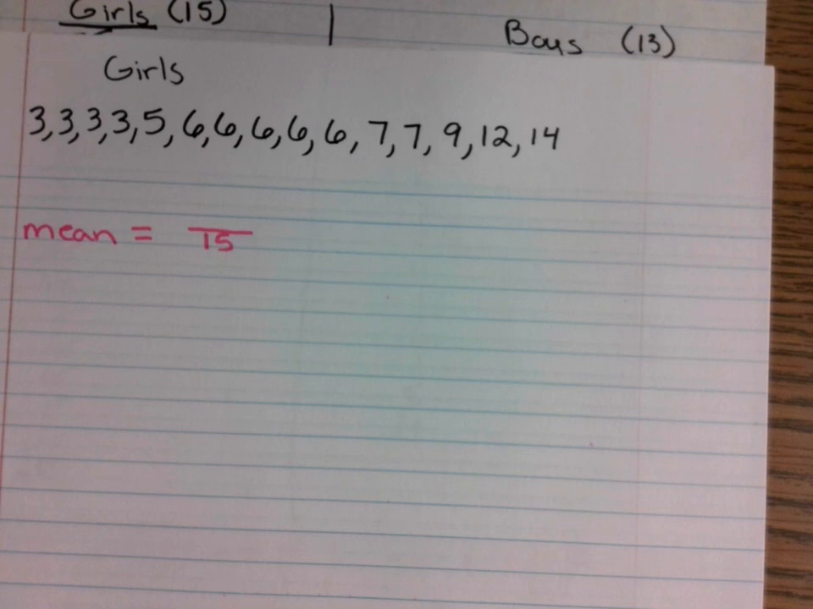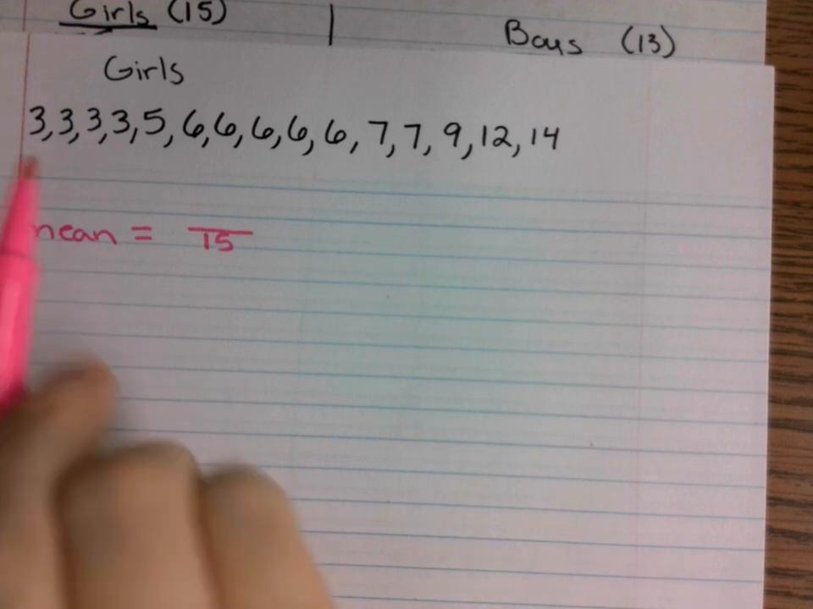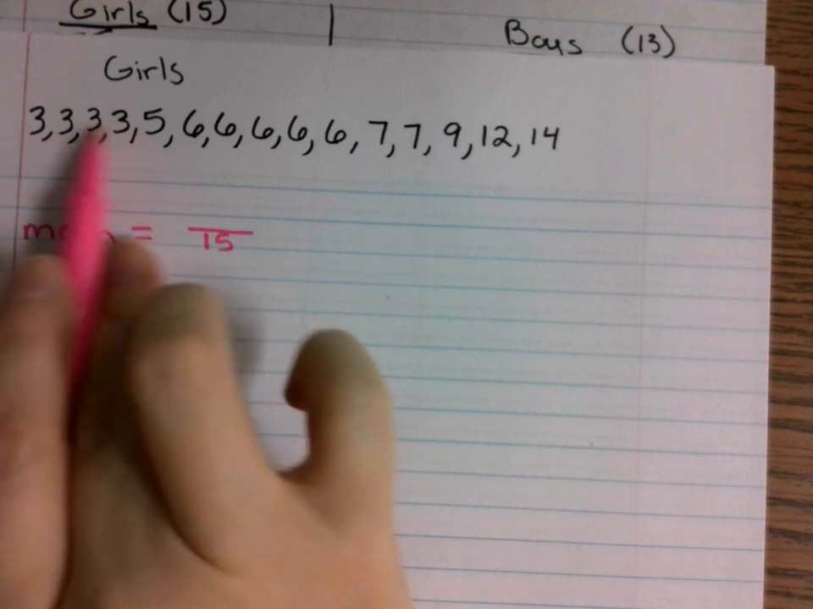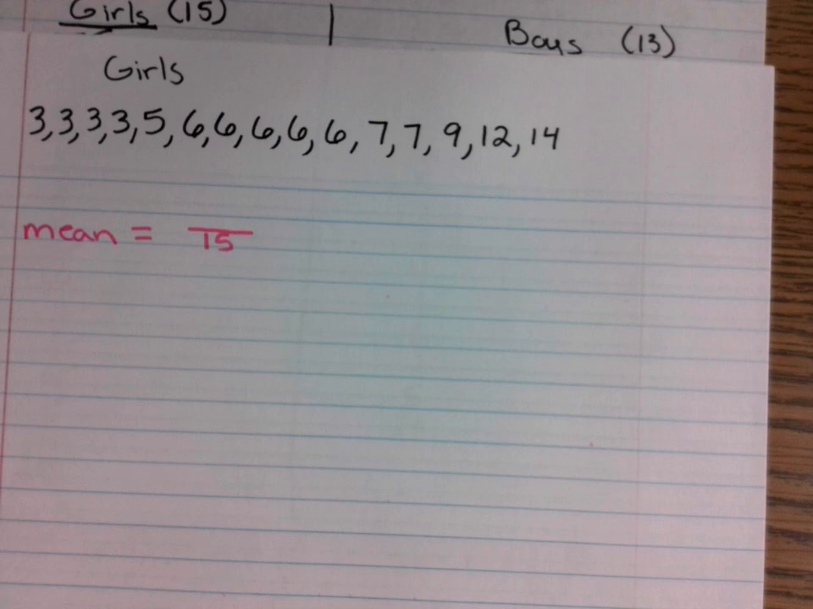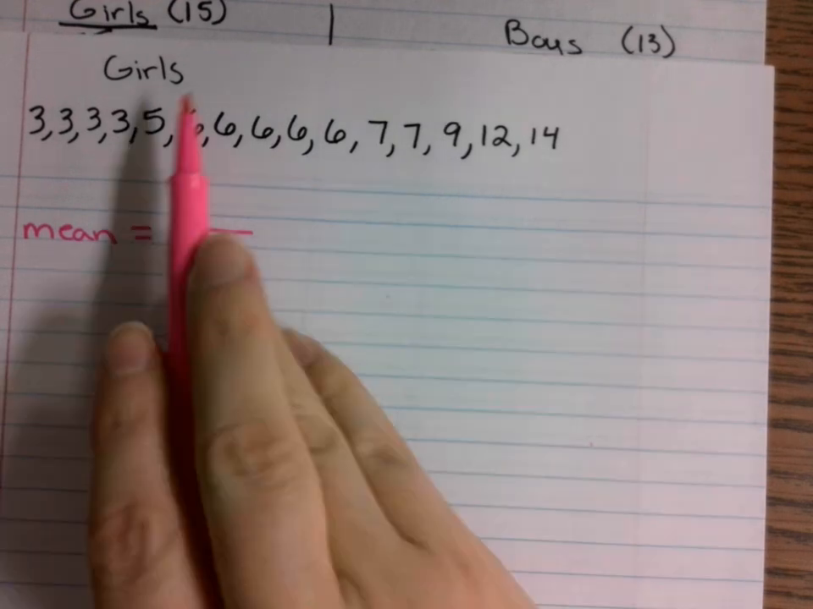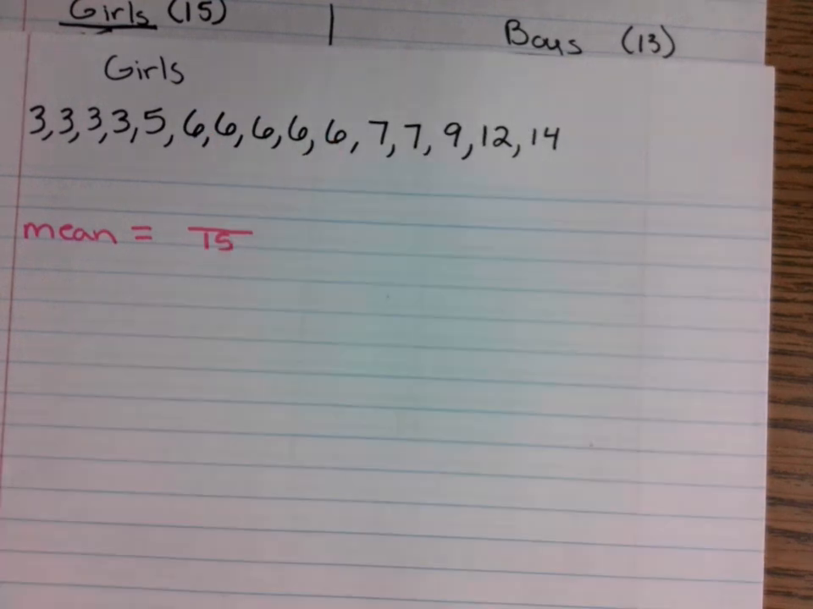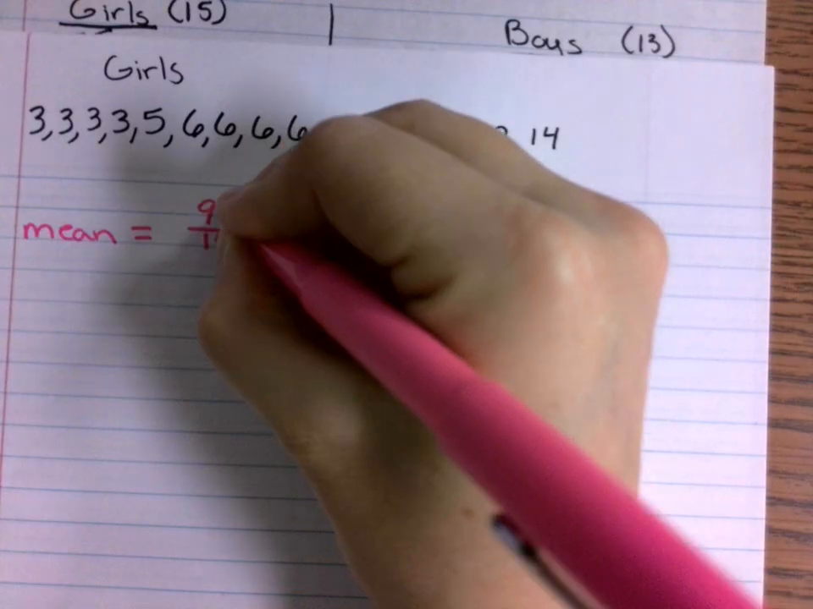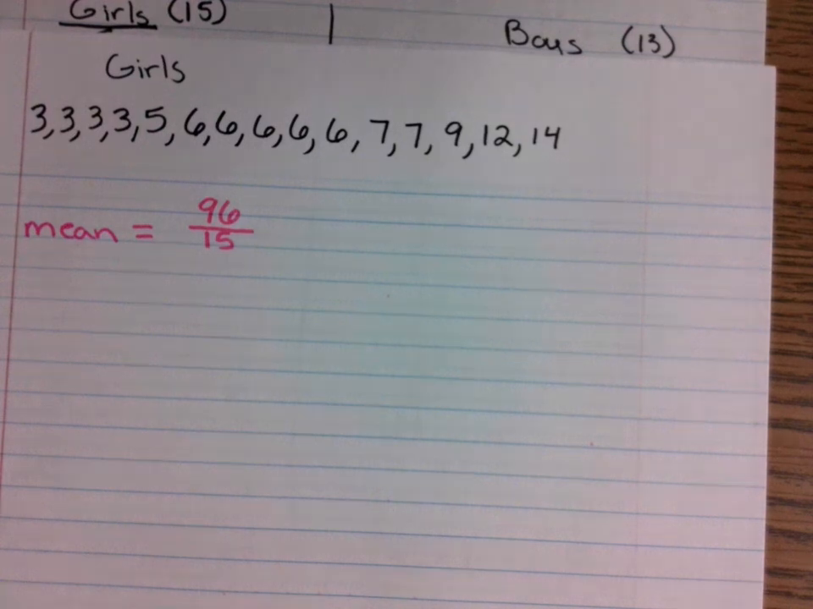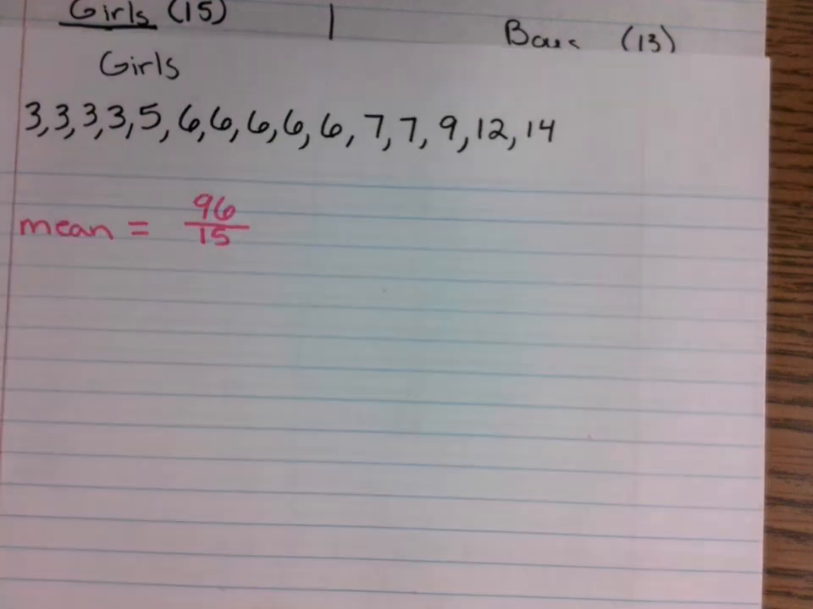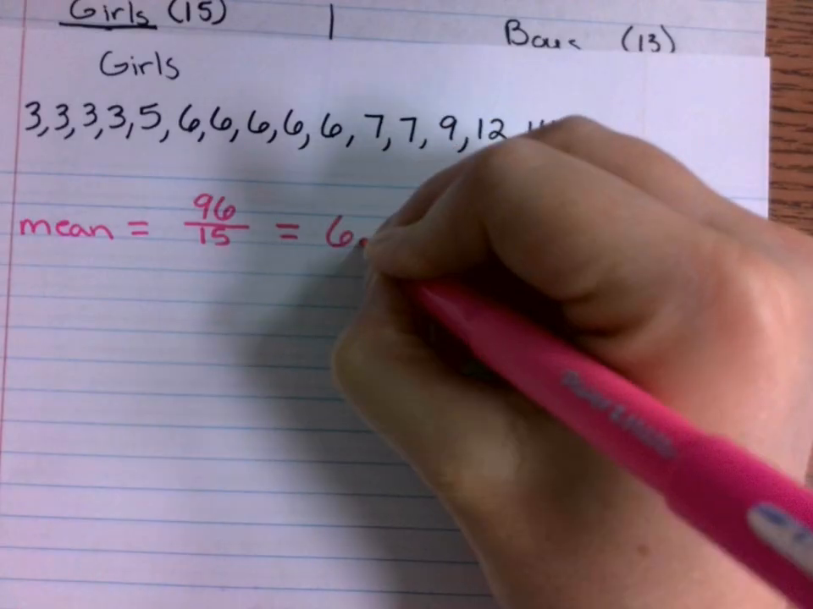We've got 4 3s, right? That's 12. We've got a 5. We've got 5 6s, so that's 30. We've got 2 7s, that's a 14. We've got a 9. We've got a 12, and we've got a 14. Okay, so 96, right? I'm just making sure that everybody got the same amount. 96 over 15, so we're now going to do 96 divided by 15, and that gives us 6.4. So on average, for our mean, it's saying 6.4.